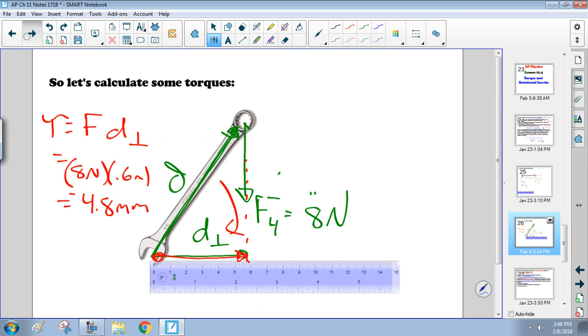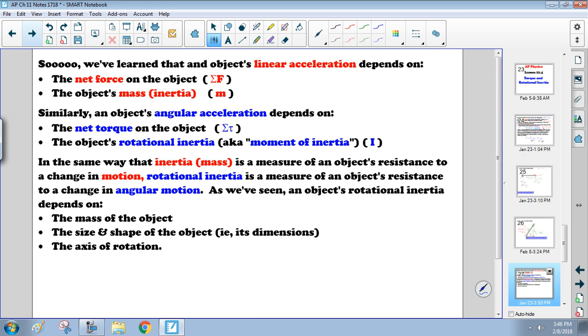Okay, now, so that's how you calculate torque. The torque produced by a force depends on the length of your lever arm and the component of the force which is perpendicular to said lever arm.